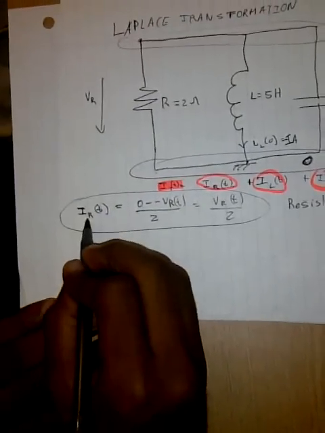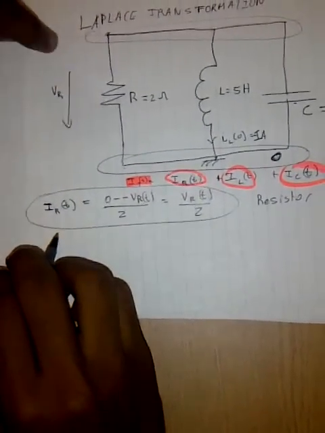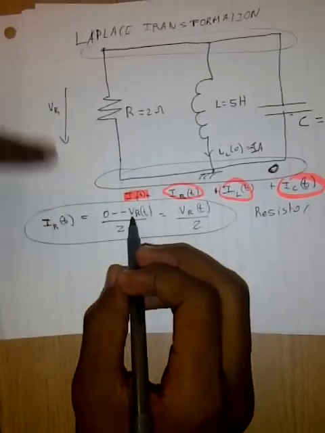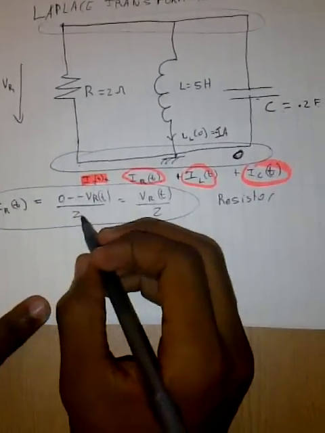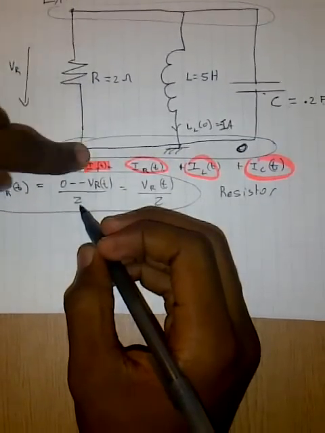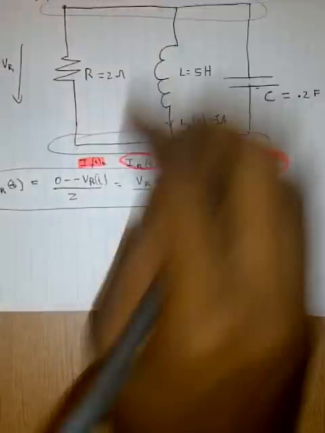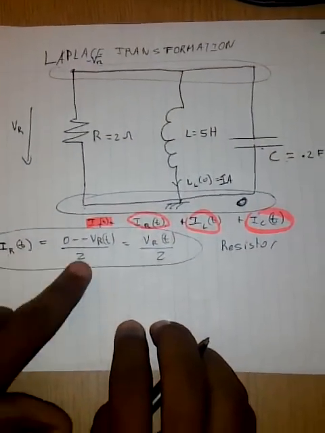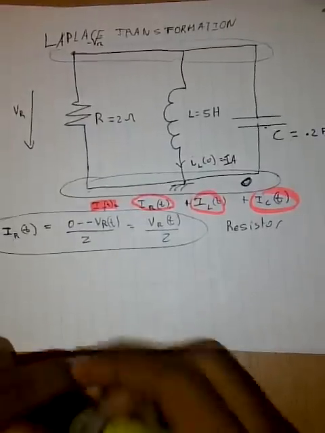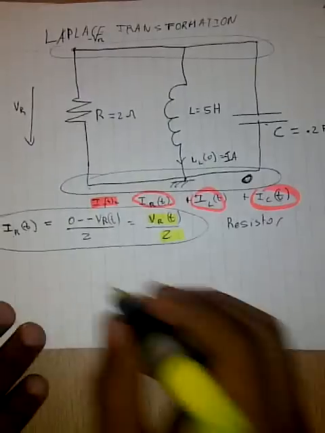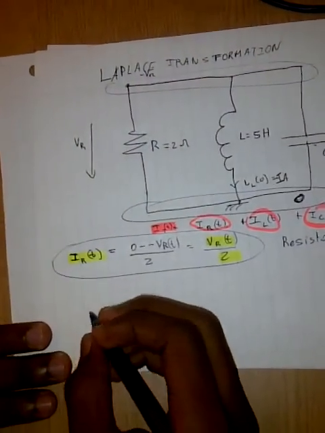Now we know that IRT, the VR, is in the opposite direction than what it should be for it to be positive. So therefore we have 0 minus VRT over 2, because the voltage drop across here is 0 minus here, which is negative VR due to the direction of the voltage, over 2, which is also equal to VRT over 2, and that is the current for the resistor.